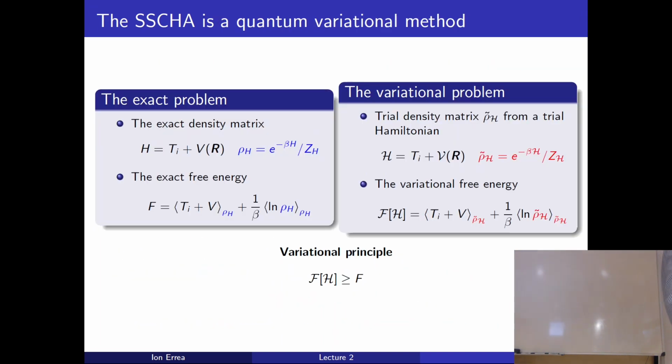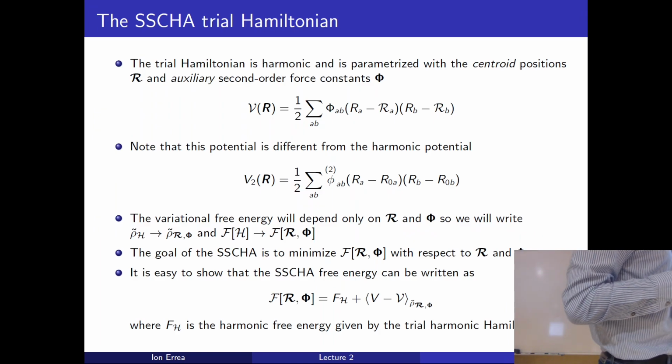So the idea is, let's minimize this free energy with all the parameters we have in this potential, and then we'll have a very good approximation of the free energy of the system, considering the full anharmonic potential. We call it self-consistent harmonic because our trial potential is harmonic in shape. As I said, it's parameterized by centroid positions and an auxiliary force constant.